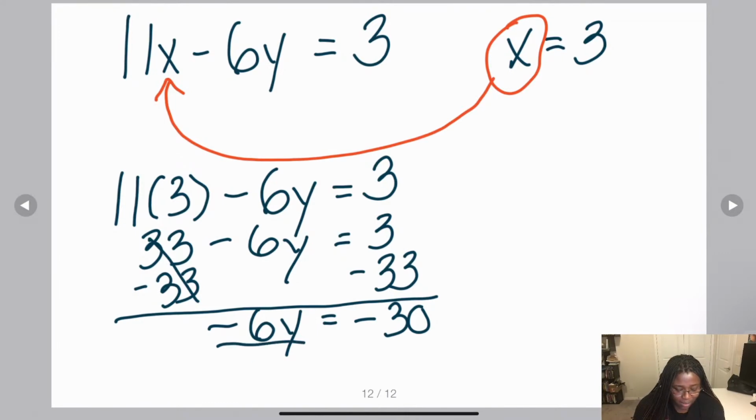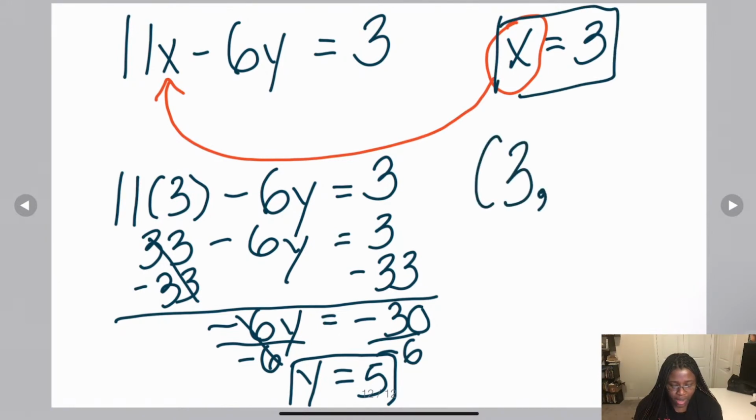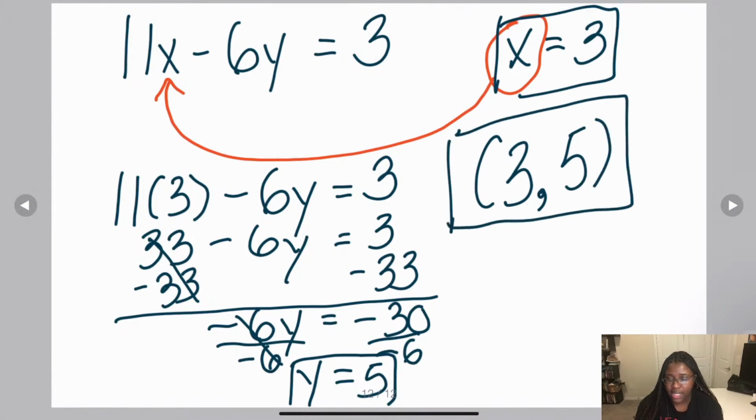So we're going to divide both sides by -6. And so now we found that our y is equal to a positive 5. So our final answer for this problem, we have our x here and our y down there, and it's going to be (3, 5). This is a perfect answer on your homework, test, quiz, whatever problem you are working with.